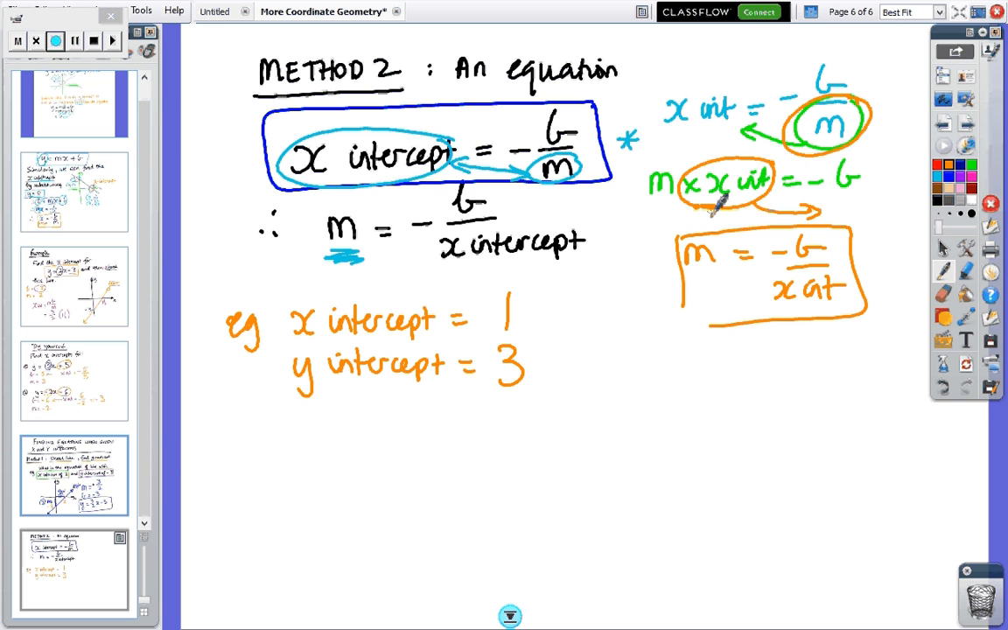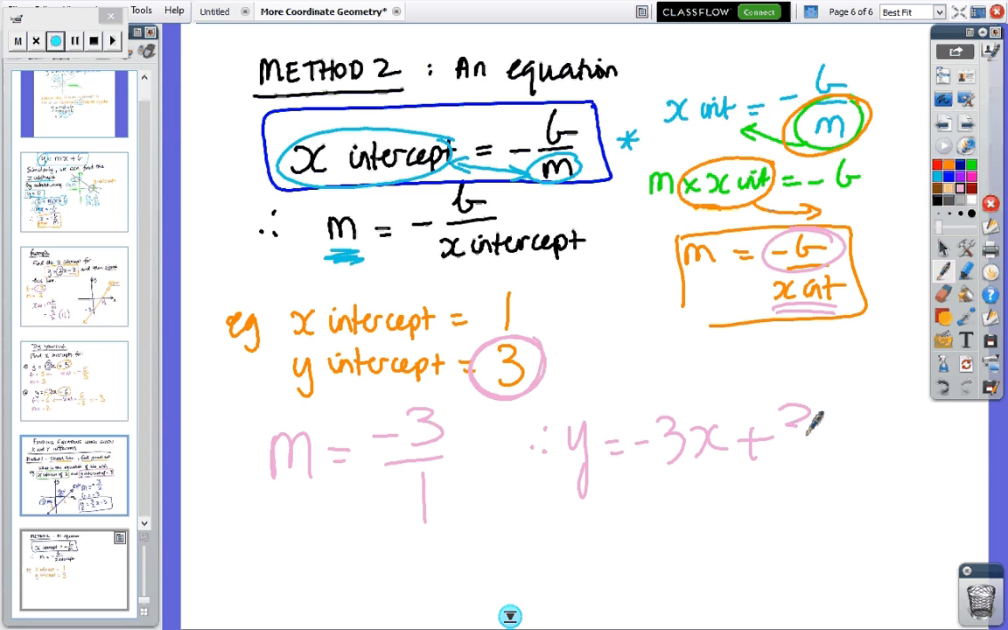So if the x-intercept is 1 and the y-intercept is 3, the gradient is take the b value, change the sign, and then just divide by the x-intercept. And that's done. So the answer is y equals minus 3x plus 3, where the y-intercept is 3. And that's the equation.